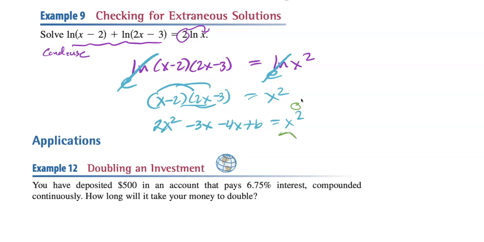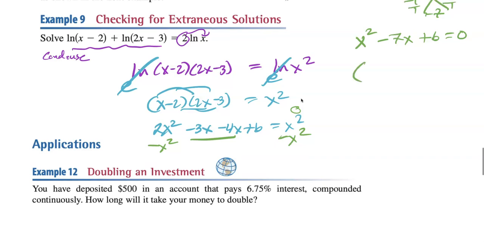So let's subtract the x squared from both sides. And I get x squared minus 7x, those two we put together, plus 6 equals 0. This I could factor. 6, negative 7. That would be negative 1 and negative 6. So you get (x minus 6)(x minus 1) equals 0. Split it. x equals 6 and x equals 1.